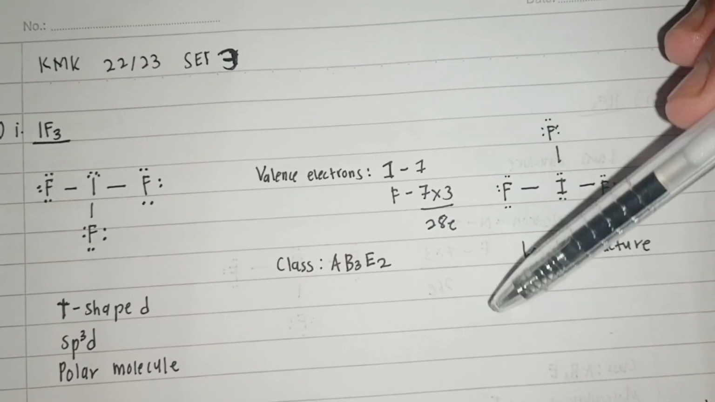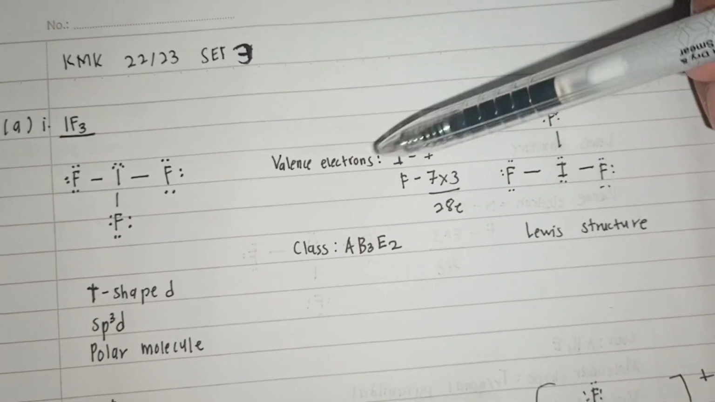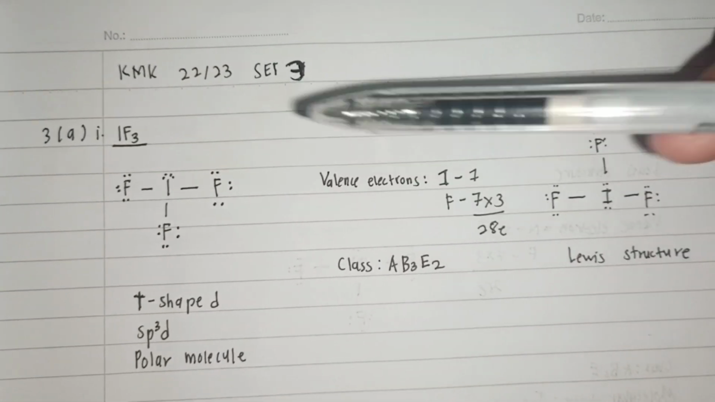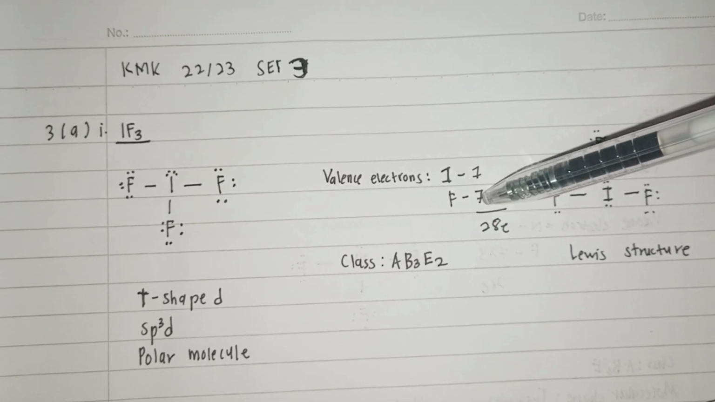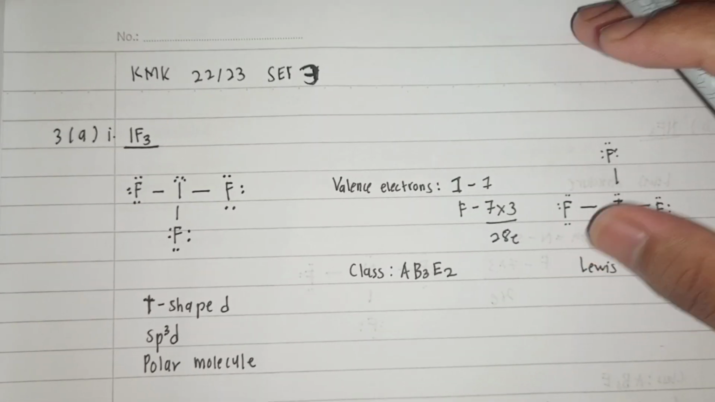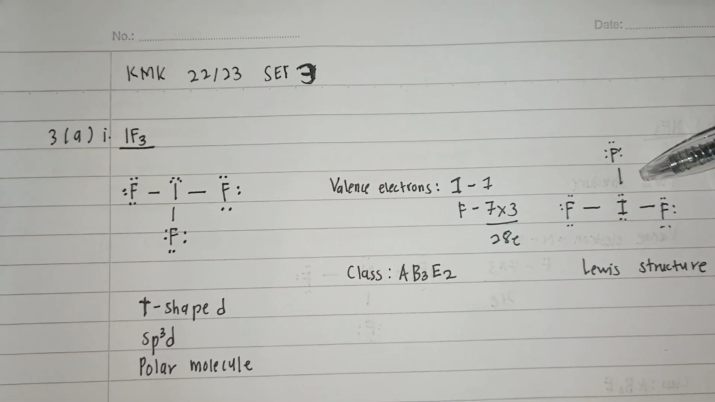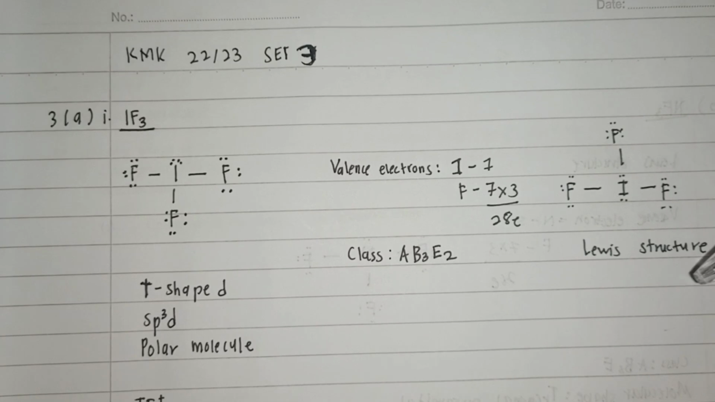For the Lewis structure of iodine trifluoride, first of all you need to count the valence electrons. To calculate the valence electrons, iodine has 7 valence electrons and fluorine has 7 times 3, so we get 28 electrons. So we just do a normal Lewis structure with I as the central atom and 3 branches of fluorine atoms.